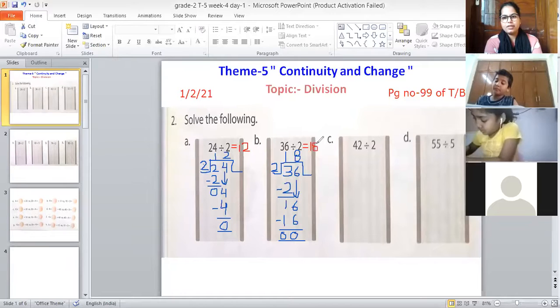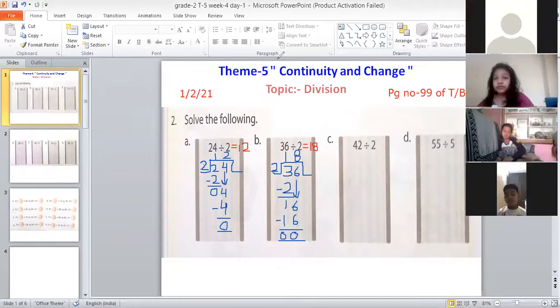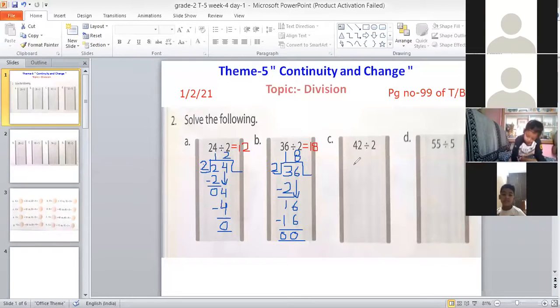Children, I'm writing this answer with red color so that you can identify it. And always remember, whatever is your quotient, that is your answer. Okay, Dhriti, please read the third bit. Unmute yourself, Dhriti. 42 divided by 2. That's correct. Now, Dhriti, which number will come outside and which number will come inside? 42 will come inside and 2 will come outside. Very good. We'll be writing 42 inside and 2 outside.